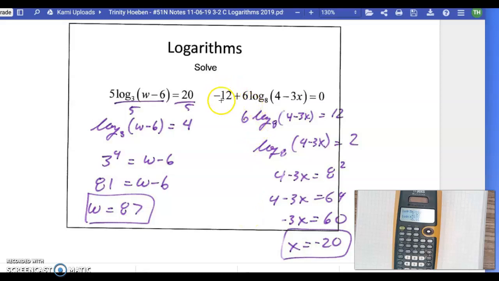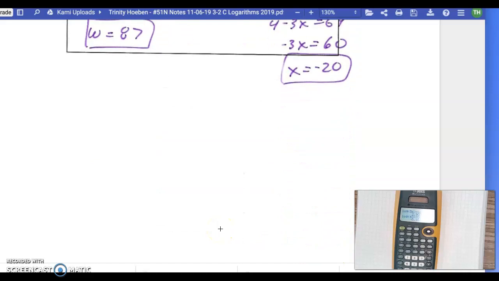For this one, we want to start by adding 12 to both sides. So 0 plus 12 is 12. Then we are multiplying by 6, so divide both sides by 6, which gets you 2 over here. We don't have logs on both sides, so we're going to write this as an exponential. We're going to have 8 to the 2nd power, and the 4 minus 3x, you can put it on the left or the right side; it doesn't really matter. 8 squared is 64. Subtract 4 from both sides to get 60. Then divide both sides by negative 3, and you end up at negative 20.